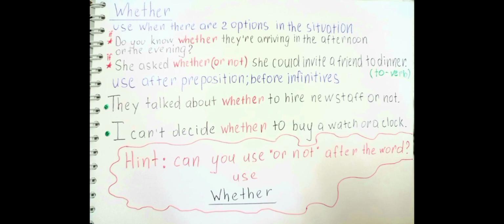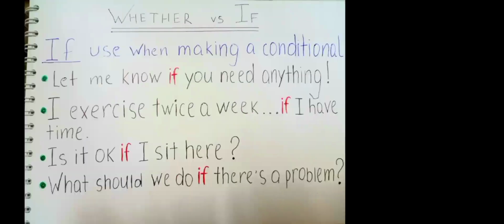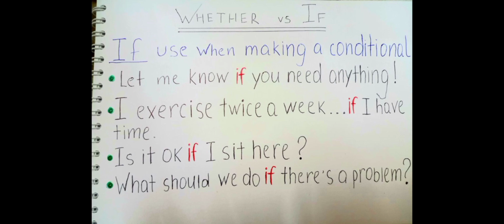So to apply this hint, like, let me know whether or not you need anything. That sounds good, so we can use whether here. Or this, I exercise twice a week, whether or not I have time. So this actually changes the meaning of the sentence. Whether or not I have time would mean this person has some cases where there's no time and yet they exercise twice a week.